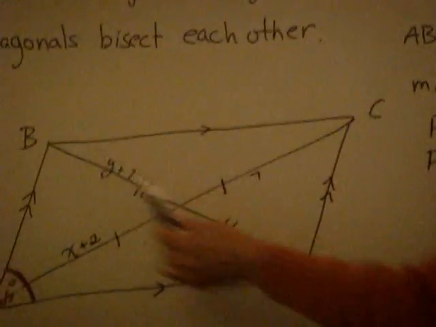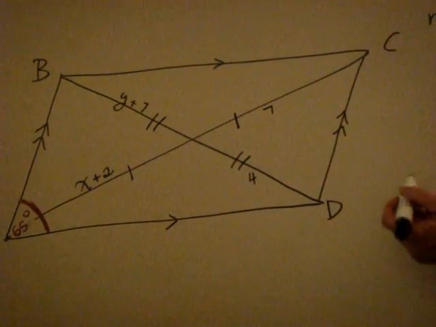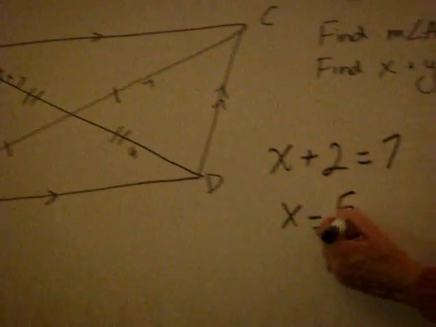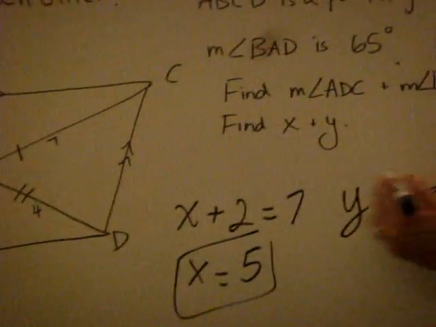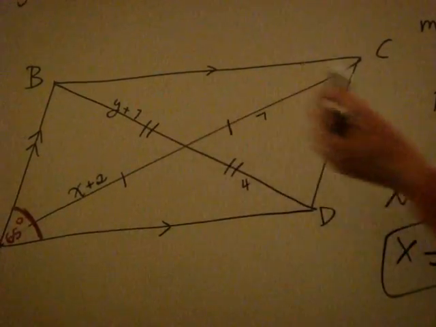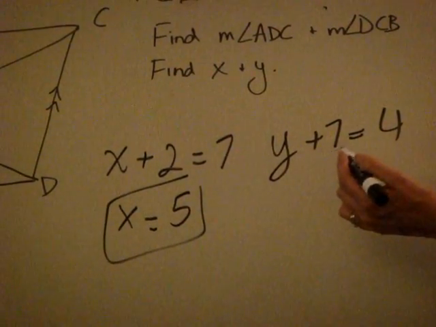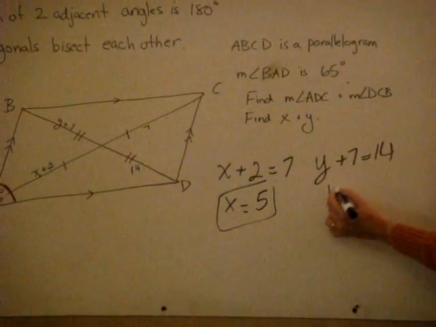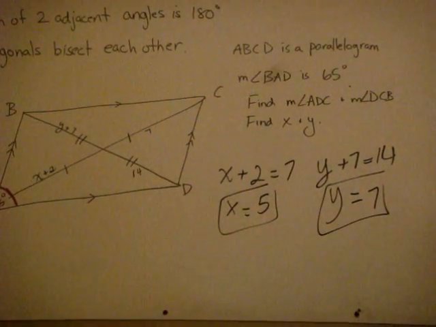If we know that the diagonals bisect each other, then we know that X plus 2 is equal to 7. So we just write a little equation. X plus 2 is equal to 7, X equals 5. And same thing with the Y. Y plus 7 is equal to 14 because this diagonal bisects a line, so these 2 parts are equal. So Y plus 7 equals 14, so we get Y equals 7. If you get a negative number, it's just a hint that something's wrong.